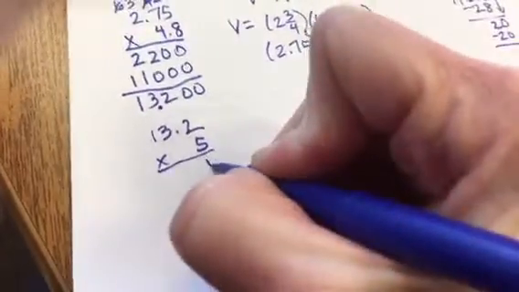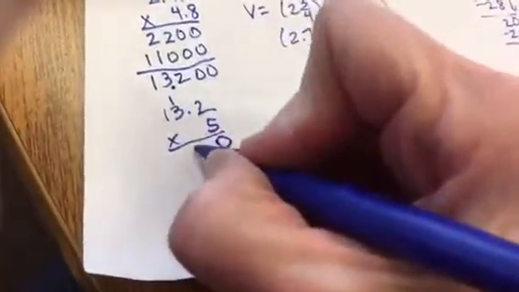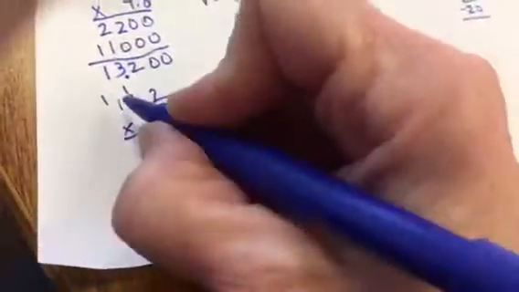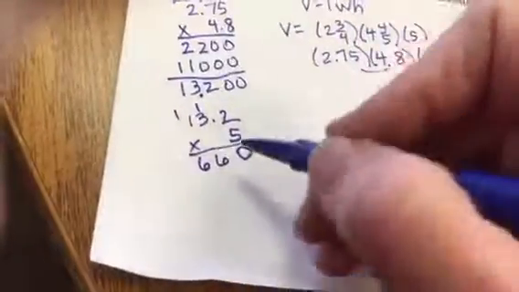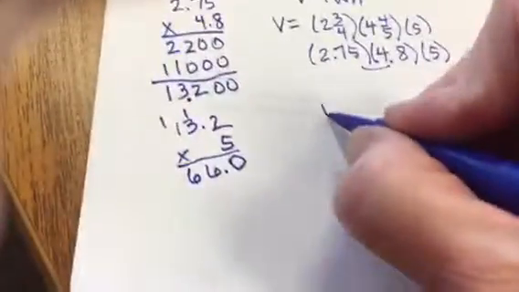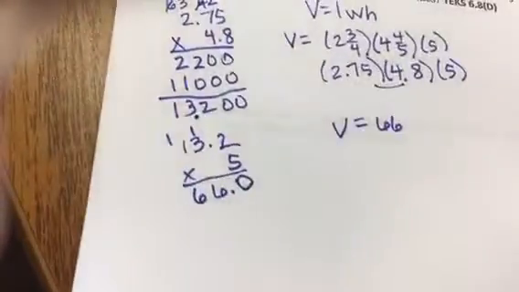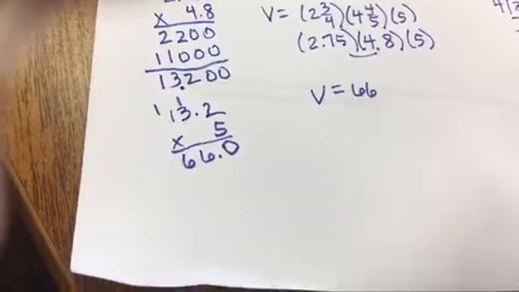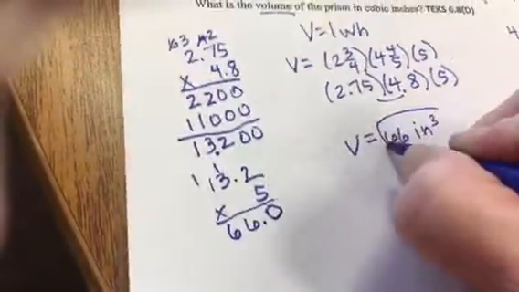5 times 2 is 10. I carry my 1. 5 times 3 is 15, plus 1 is 16. Carry your 1. 5 times 1 is 5, plus 1 is 6. I have 1 decimal place here, so there's going to be 1 here. So my final answer for volume is 66.0. I can drop the 0, or I can keep it. Either way is correct. And then this is in inches, and it is cubic inches because I am solving for the volume.